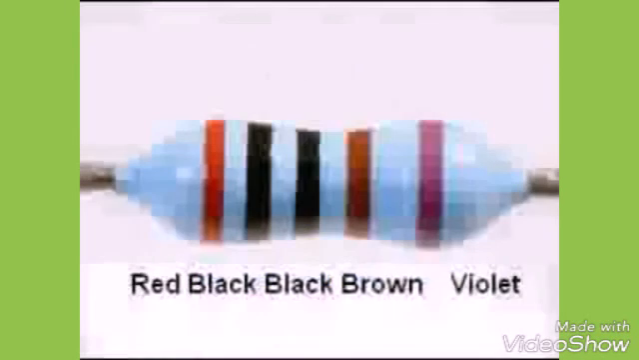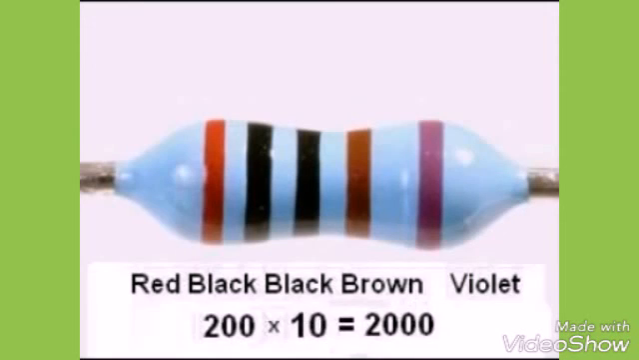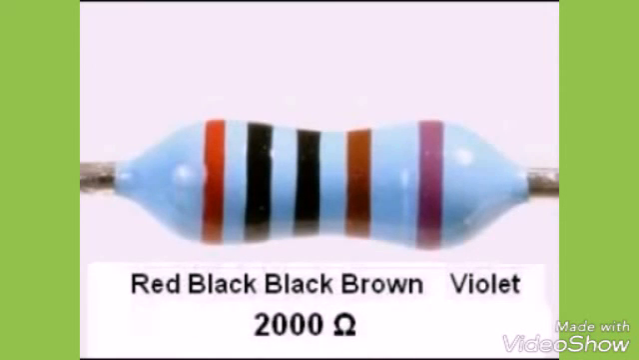For example, the first 3 bands of this resistor indicate the first 3 digits, 200. The fourth band, the multiplier band, is brown for 1, or 10 raised to the 1 power. In other words, just 10. So we get 200 with another 0 after it, or 2,000 ohms as the nominal value. The fifth band is violet, indicating a tolerance of 0.1%. So this resistor has a value of 2,000 ohms plus or minus 0.1%.